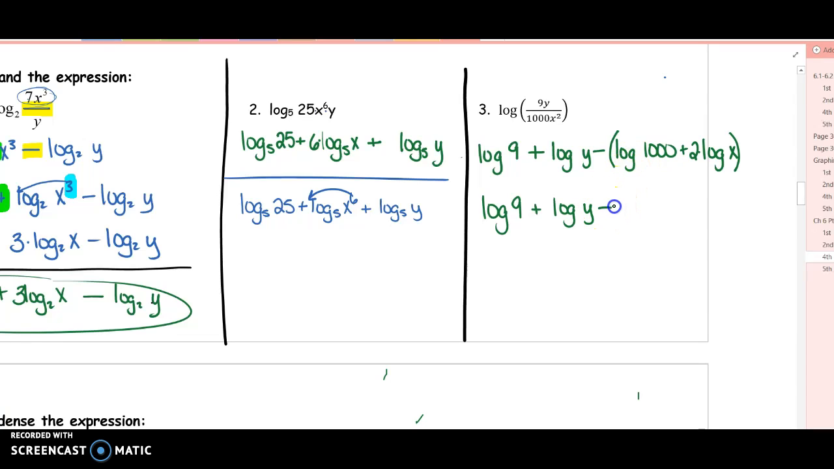1000 is on the bottom, so minus log of 1000. X squared is on the bottom, so minus 2 times the log of x. Anything that was on the bottom in the original log is going to have a minus in front of it. Anything that was on the top is going to have a plus in front of it. And I prefer the second way because that's how you're going to see more logs when we do the next step, which is condensing.